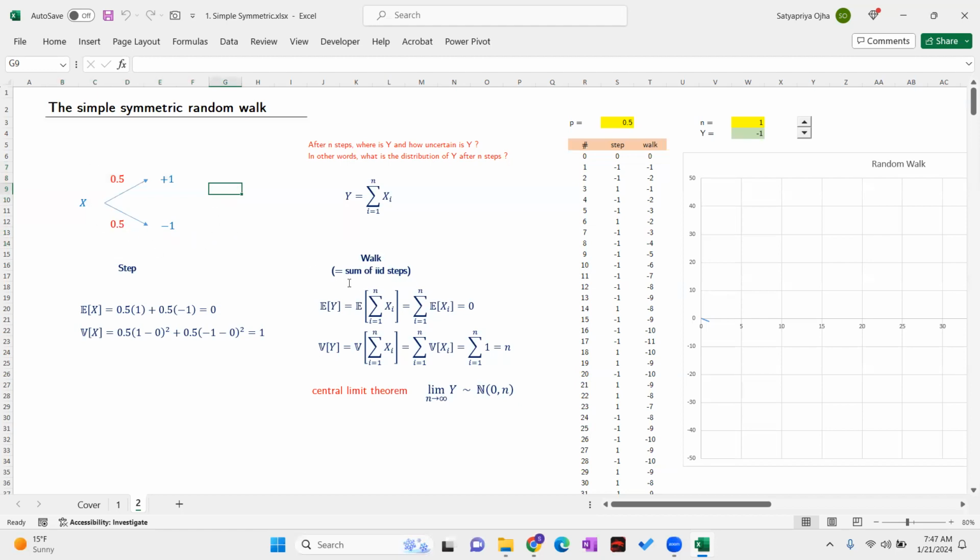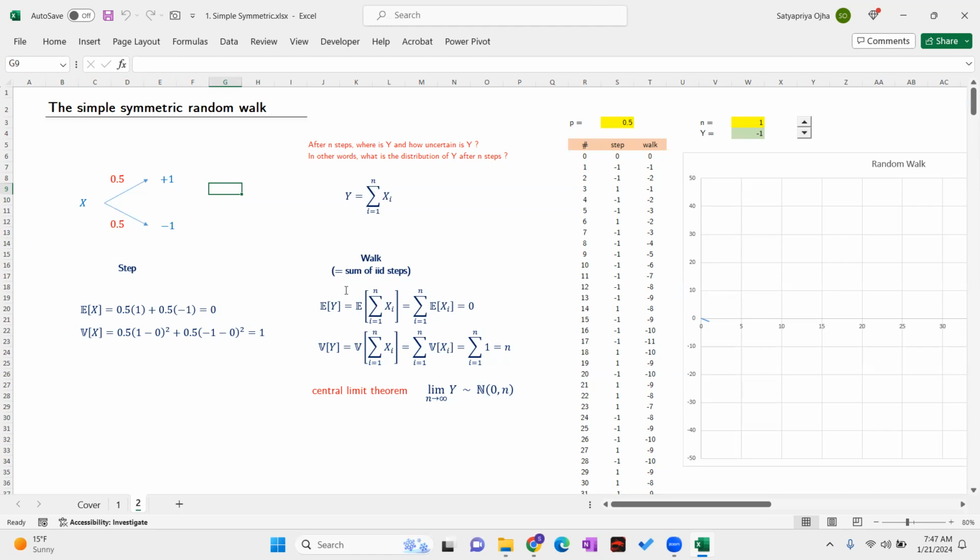That's why identical. Independent means no step is dependent on any other step. The future step that you will take does not depend on what kind of steps you took before. So every step becomes independent. There is no correlation. That's the assumption.